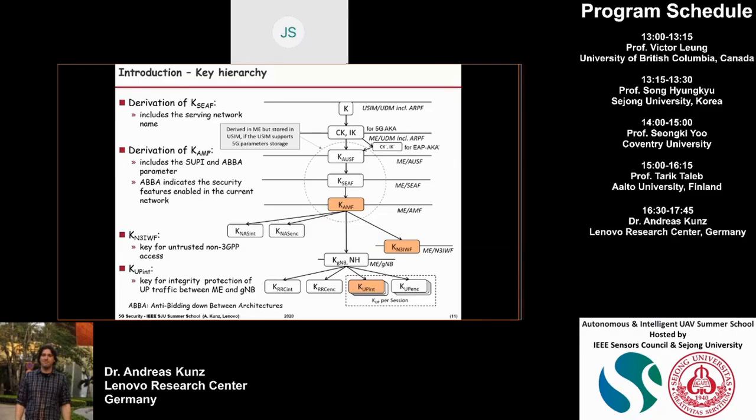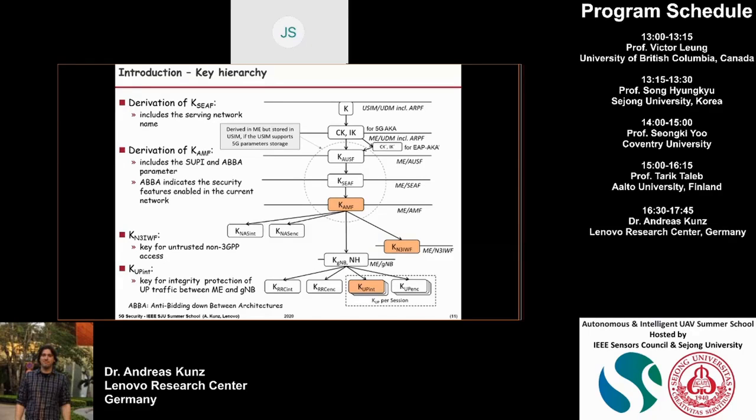Then from the AMF, you directly derive the N3IWF key in a similar way as the gNodeB key. So this is also a new key here. And then what is very new is the user plane integrity protection key, the UP-int key shown below, to protect the traffic between the UE and the gNodeB.